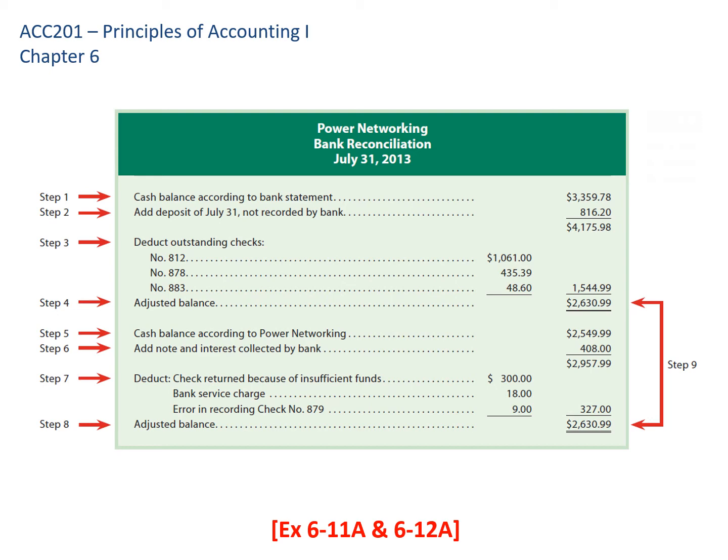Then I have the company section. The company started out with $2549.99. There was an amount that was collected by the bank that we didn't know about, so I'll plug in that 408. There were some charges the bank made to our account that we didn't know about. There was the NSF check, or the insufficient funds check, of $300. I have to take that away. I have to reduce it for a bank service charge, and then I found an error that I made for $9. So I'll reduce it by those amounts, and I get an adjusted balance of $2630.99. So in this case, I am reconciled.